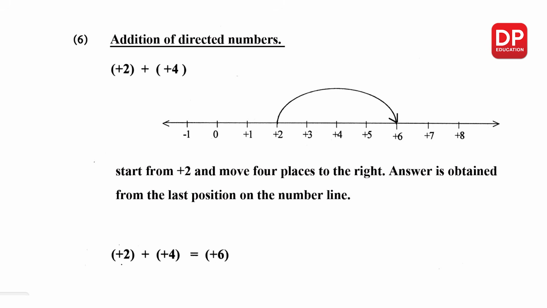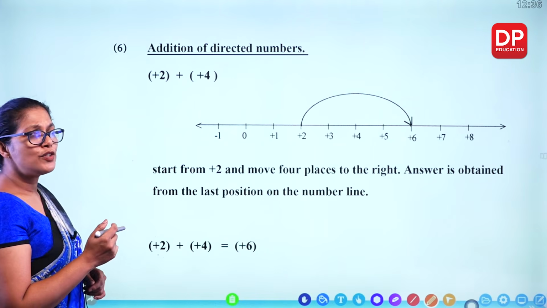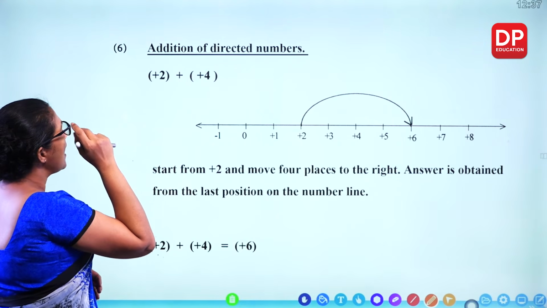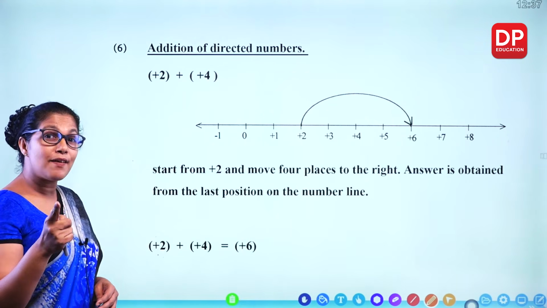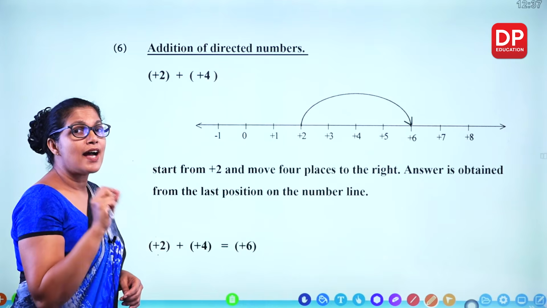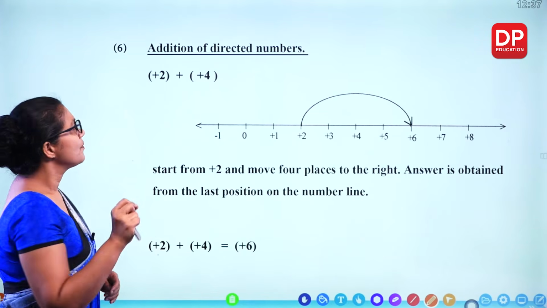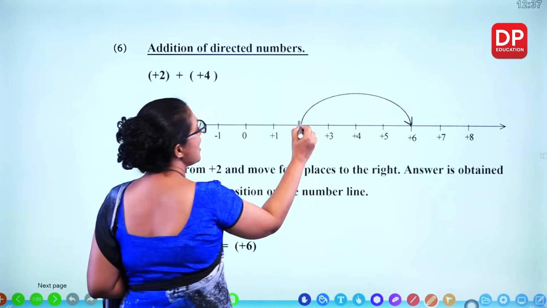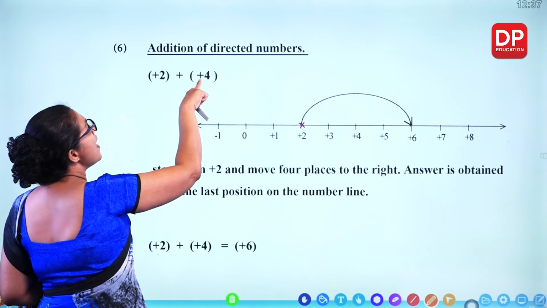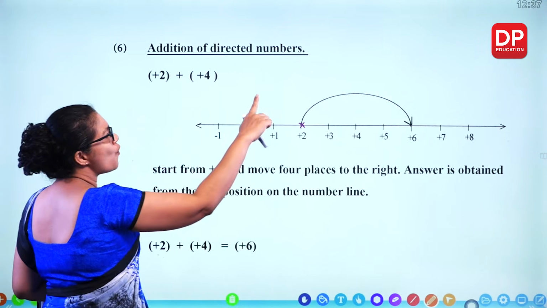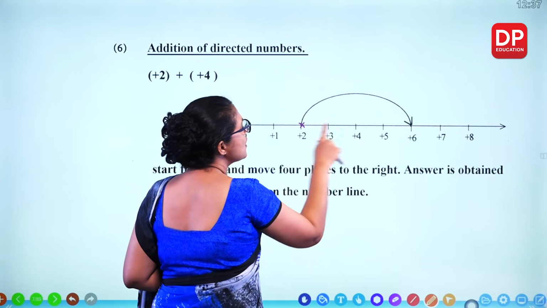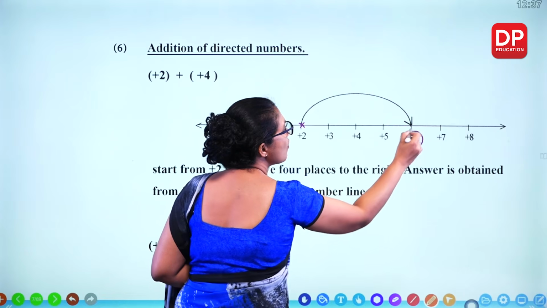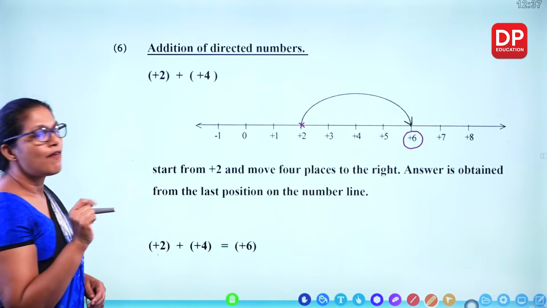Addition of directed numbers. So, what do we do? +2 +4. So, we can start from +2. In grade 7, you did it starting with 0. Now, we can start with +2. So, +2 is here and adding +4, straight away 4 units from here. 1, 2, 3, 4. So, the answer you are getting here is the final answer.